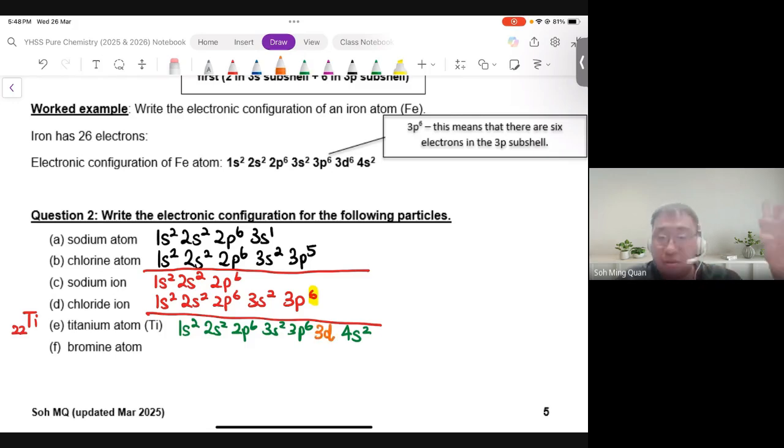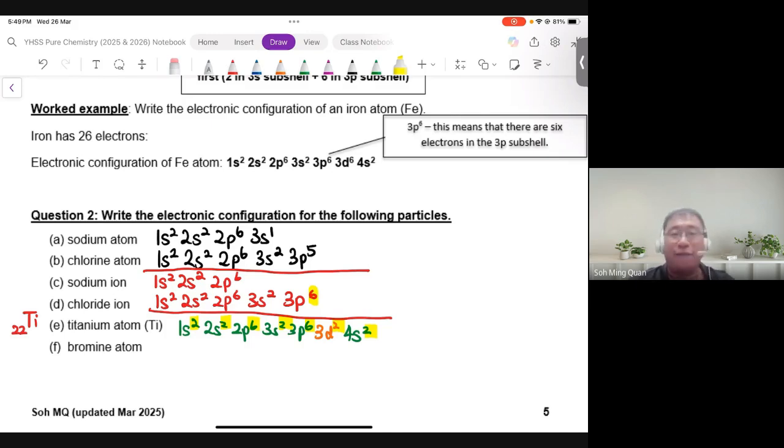So now if you do the addition correctly, you will need 2 electrons in the 3d. So ensure that you add up all the electrons to make sure you get 22. All right, so it's 1s2, 2s2, 2p6, 3s2, 3p6, 3d2, 4s2. Now for the Sec 4s, I'm sure you have learned titanium is an example of a transition metal.